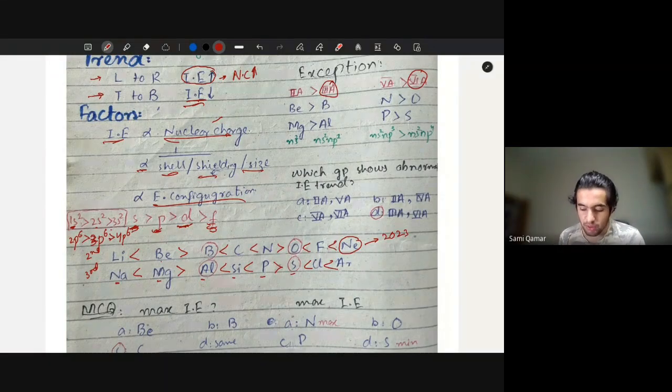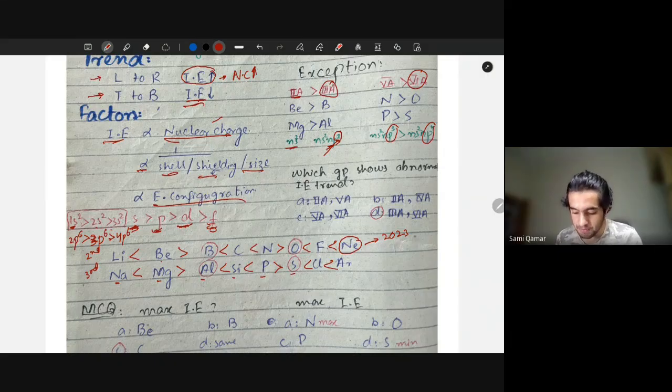So this applies. In beryllium, in the second group, the s subshell is fully filled, while boron has just one electron in the p subshell. So that's why beryllium is more stable, while in boron the p electron can easily be removed. That's why boron will have less ionization energy, while beryllium has more. And if you talk about 5A and 6A, 5A has a half-filled p subshell, while 6A oxygen has 4 electrons in the p subshell.